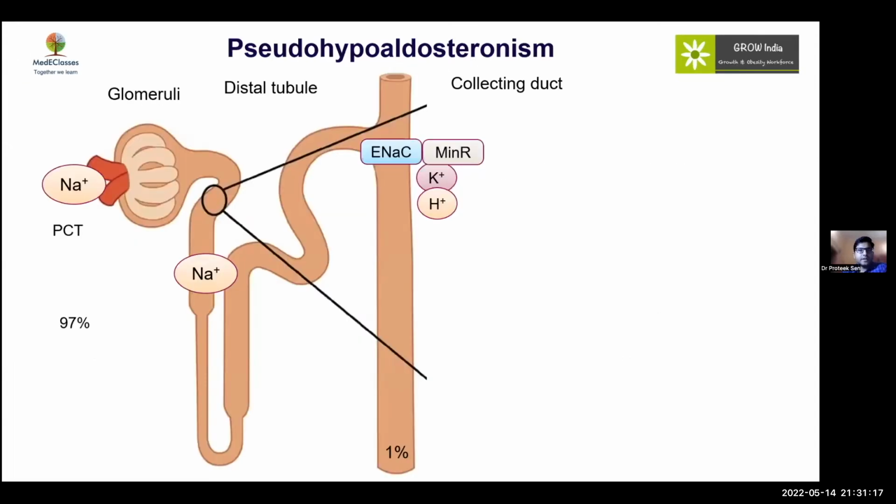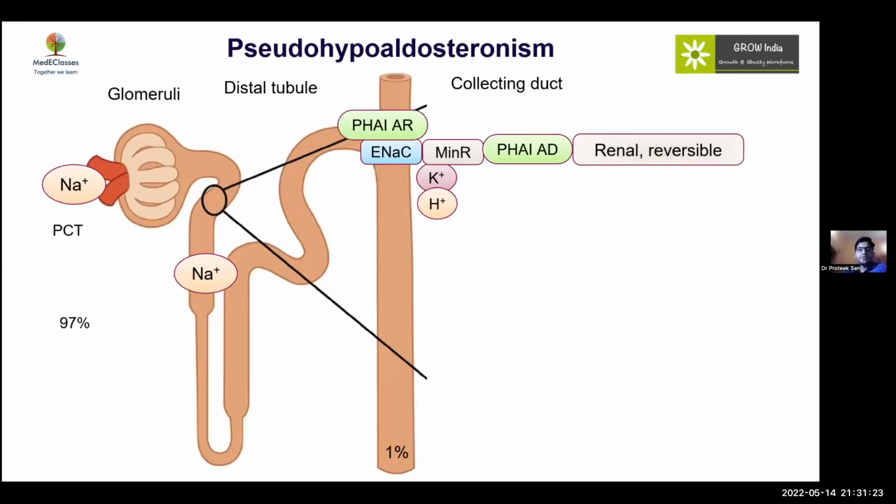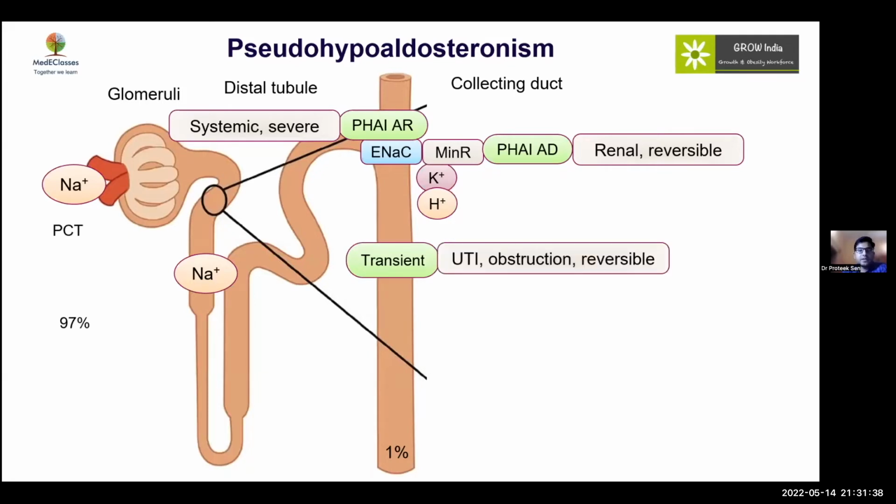Now, coming to decreased aldosterone levels, and more commonly pseudohypoaldosteronism. Pseudohypoaldosteronism is basically caused by either a mineralocorticoid receptor defect, which might be a slightly less severe disease, or a more severe disease caused by the autosomal recessive ENaC defect. There might be systemic involvement, and transient causes include UTI and obstruction, and these are reversible.